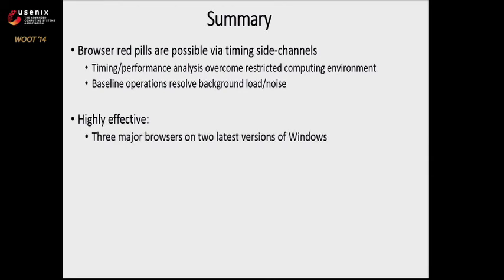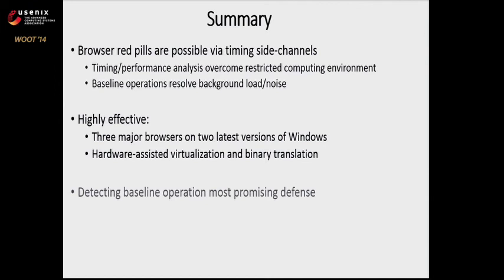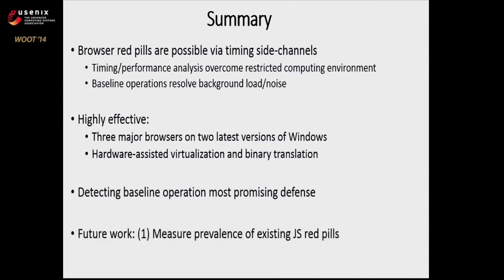They worked, again, against the three major browsers on the two latest versions of Windows. And even if your VM uses hardware-assisted virtualization or binary translation, the red pills worked. And so in terms of defenses, detecting baseline operations is probably the most promising defense. And we have a number of future work items that we mentioned in our paper in more detail. But since I'm out of time, are there any questions?